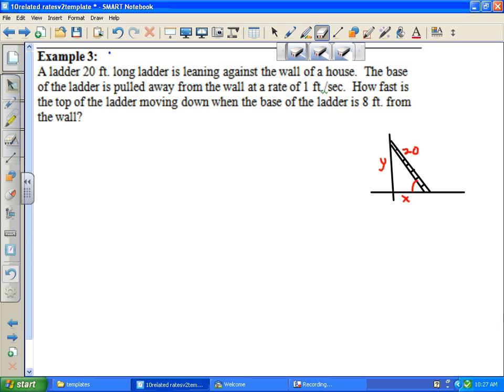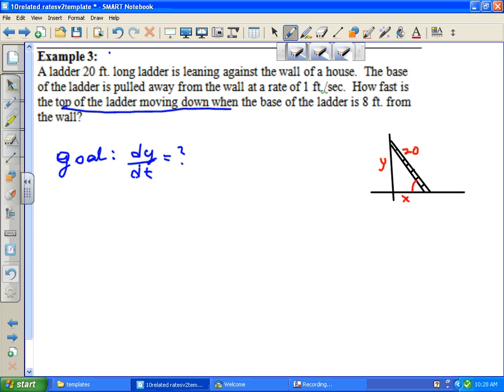As you can see, I labeled the length of the ladder as 20. I didn't have to call that side z because I know that as time goes by, z is not changing for this question. That length is always going to stay constant, so I put the constant right away. No need to introduce an extra variable. So they said, how fast is the top of the ladder moving when the base of the ladder is 8 feet from the wall? So as a derivative, what are they asking us here? dy/dt. Find dy/dt. How fast is that distance y changing as time goes by?